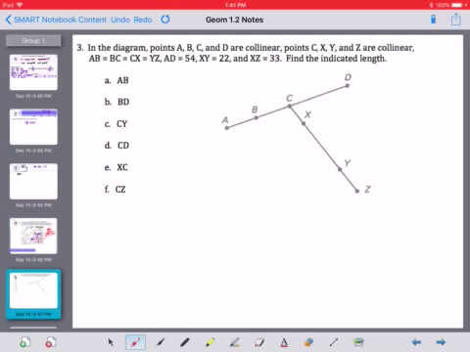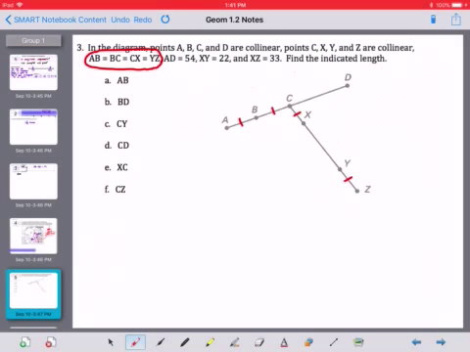Okay, so now we're going to look at a problem that has a few segments here. They tell us that A, B, C, D are collinear, and then points C, X, Y, and Z are also collinear. And they also tell us some important information here. The first thing they tell us is that AB, BC, CX, and YZ are all equal length. And notice I put these little marks on each of those segments. Those mean that they are congruent, or that they are the same length.